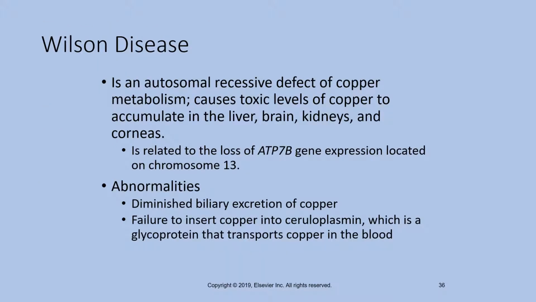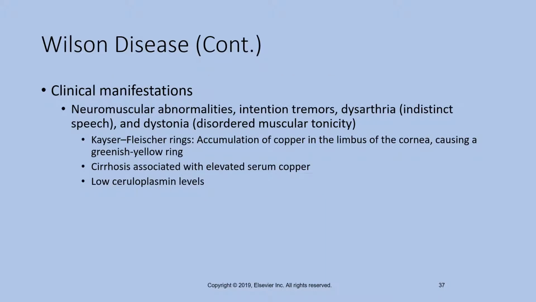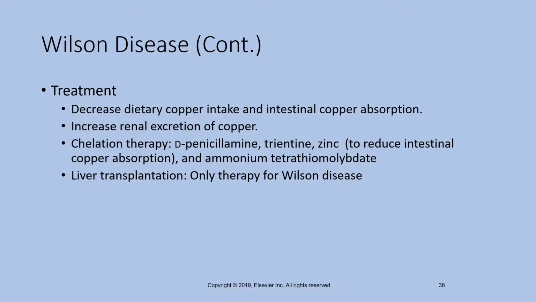Wilson's disease is an autosomal recessive defect of copper metabolism that causes toxic levels of copper to accumulate in the liver, brain, and kidneys. It's related to a gene. There is diminished biliary excretion of copper and failure to insert copper into certain necessary metabolic enzymes. Clinical manifestations: neuromuscular abnormalities, intention tremors, dysarthria, indistinct speech, dystonia, disorders of muscle tonicity. They can get cirrhosis associated with elevated copper levels. Treatment: decreased dietary copper intake, decreased intestinal copper absorption, increased renal excretion of copper, chelation therapy, and liver transplant.